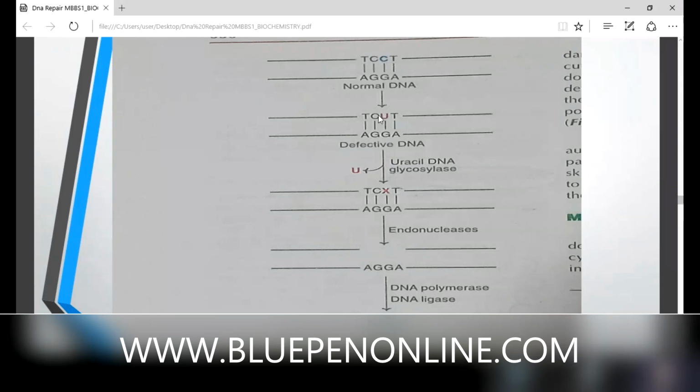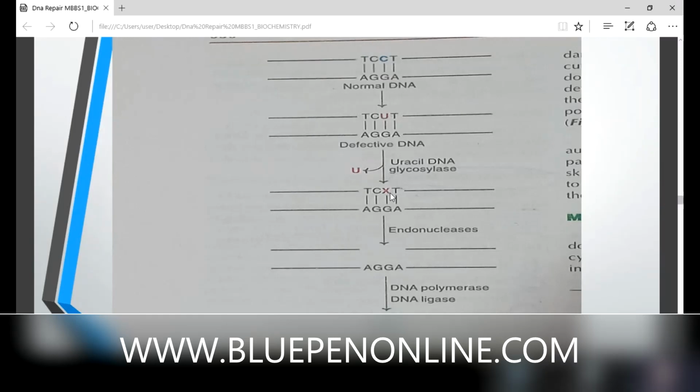Uracil. So what happened? Specific N-glycosylase. In the case of uracil, it is uracil DNA glycosylase. So the uracil is removed. So at this site, one pyrimidinic base is absent. Apurinic site, sorry, apyrimidinic site. It is not apurinic, it is an apyrimidinic site. So that particular site is known as an AP site or abasic site. The base is absent, that's why abasic site.